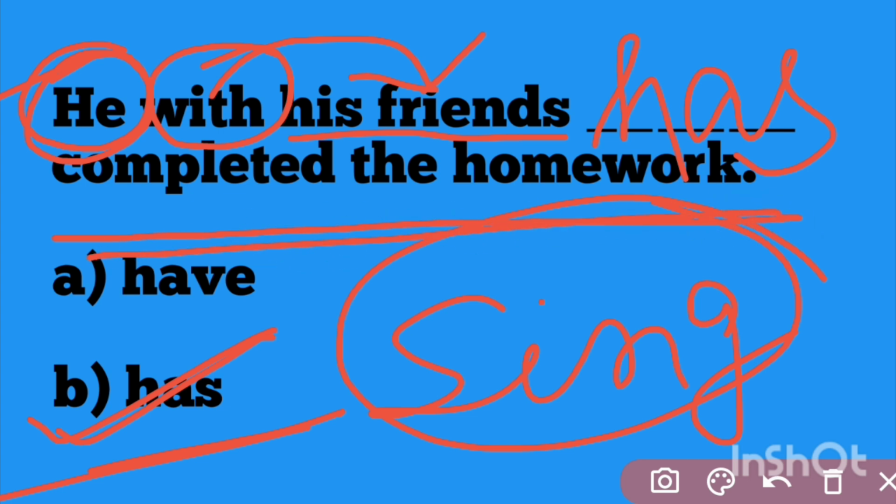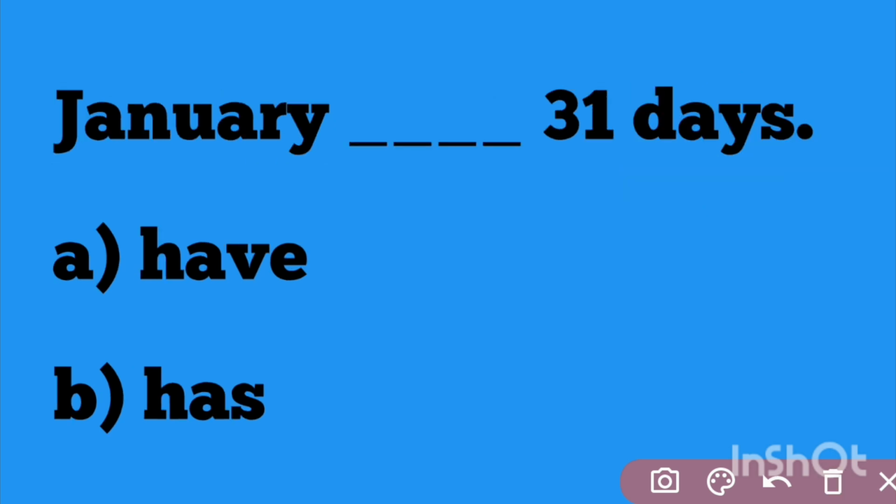Friends, don't be confused. Maybe it is awkward to listen to it, as you know there are friends. The closest word is friends. It is plural. So maybe it is awkward to listen to it. But this is the correct answer. Has is the correct answer here. He with his friends has completed the homework. Friends, this is the correct answer. I think you can understand the logic.